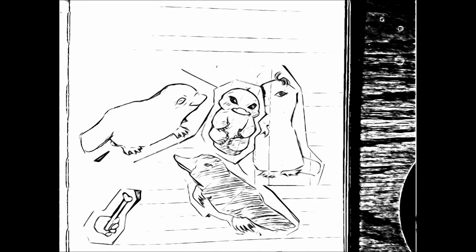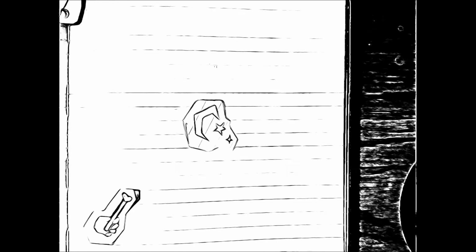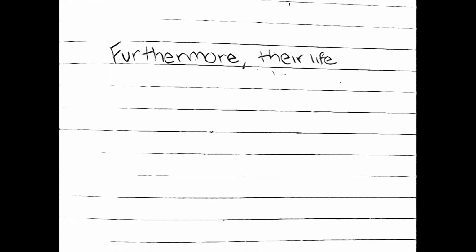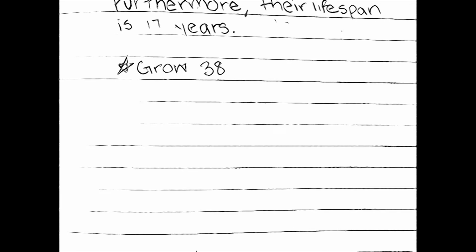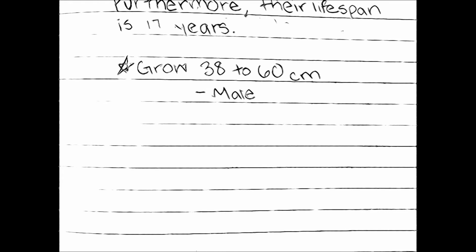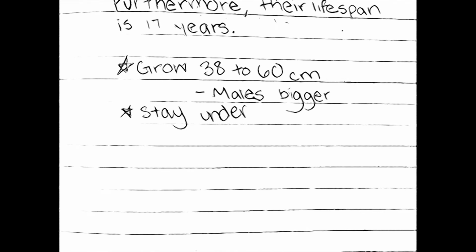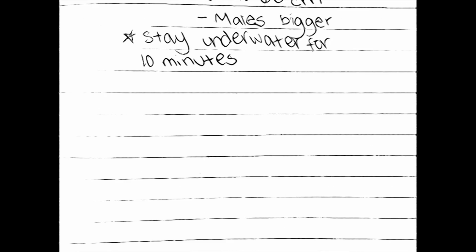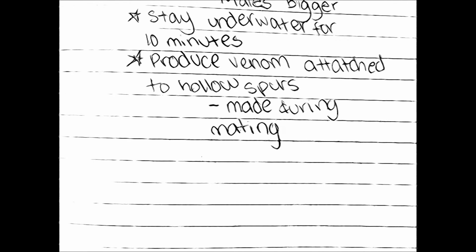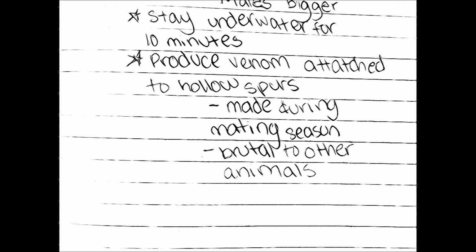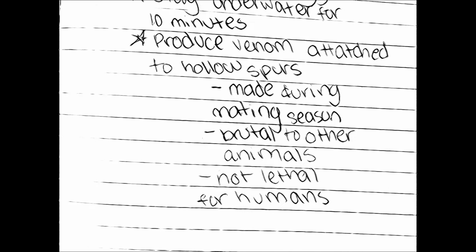An additional fact is that these animals are nocturnal, and they like to hunt at night. Furthermore, their lifespan is 17 years. They can grow up to 30 to 60 centimeters, and the males are bigger. They can also stay underwater for 10 minutes. They can produce some venom that is attached to hollow spurs that is made during mating seasons. It is brutal to other animals, but is not lethal to humans.